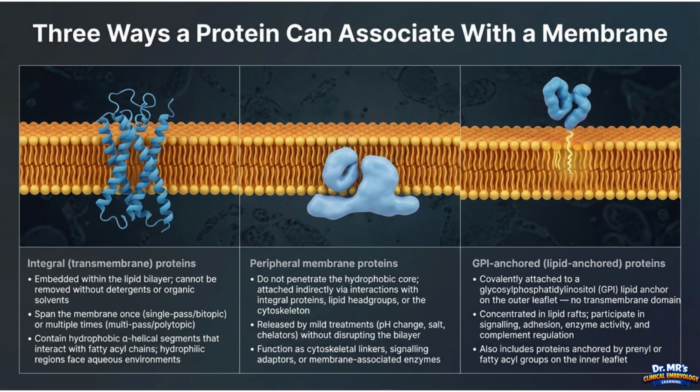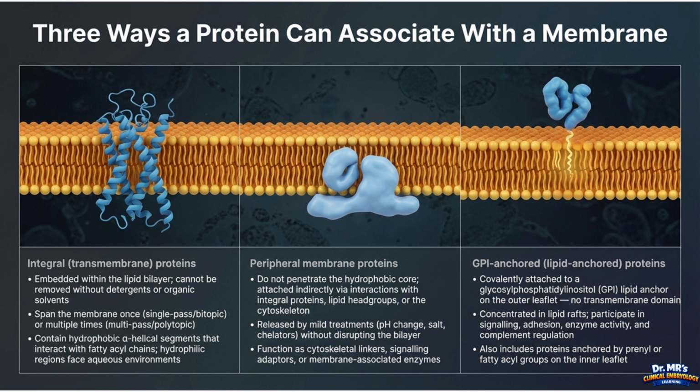Not all membrane proteins interact with the bilayer in the same way, and the manner of that interaction has profound consequences for how the protein functions and how it can be regulated. There are three principal classes, and understanding each one requires thinking about the chemistry of the bilayer itself.